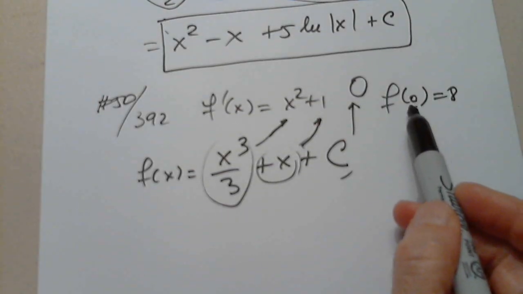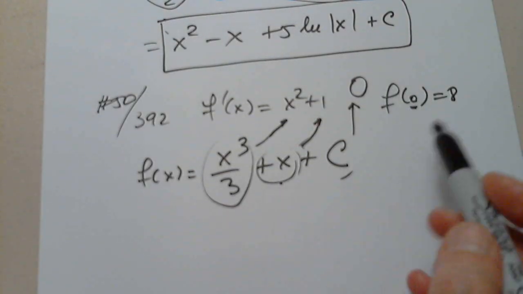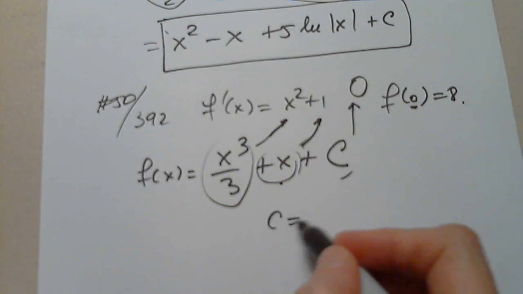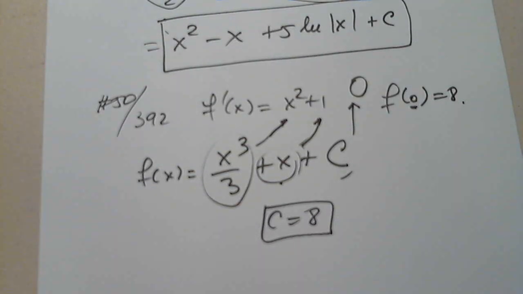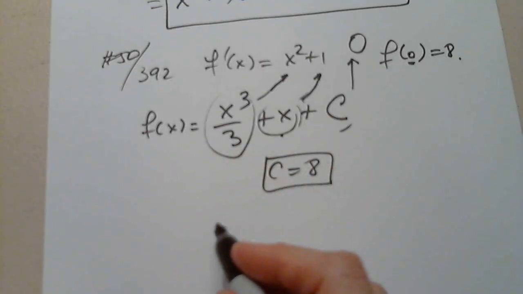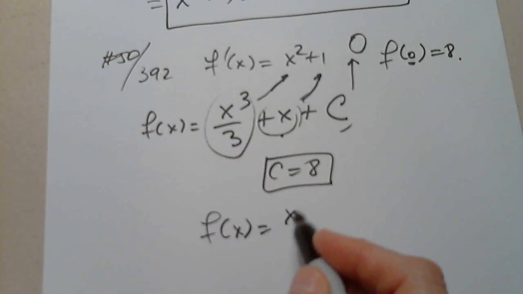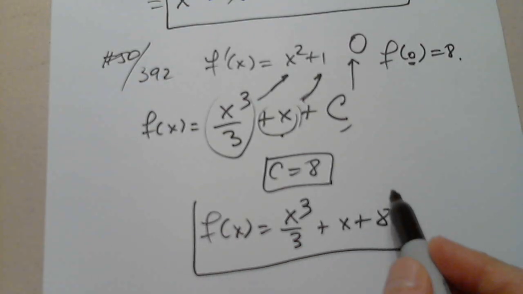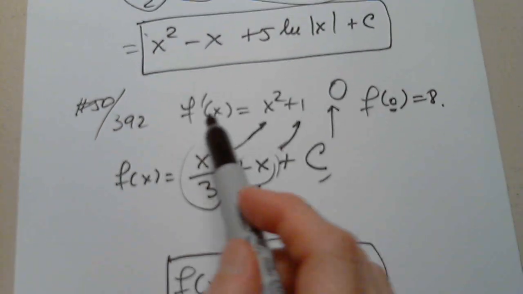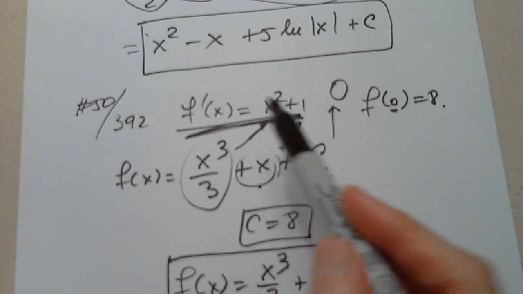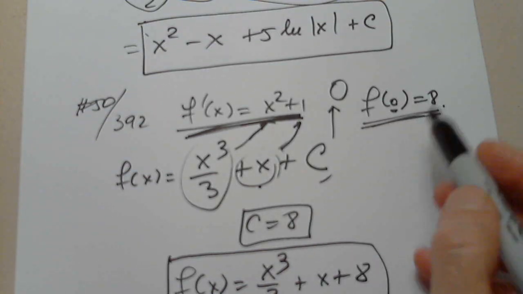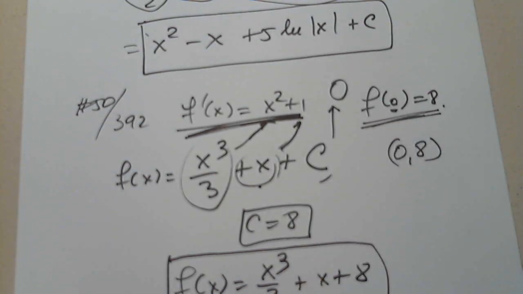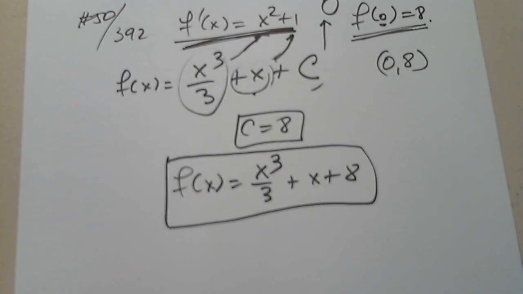But now I'm told that when x is 0, the function is 8, which means that c is 8. So now I have the unique function, x to the third over 3 plus x plus 8. And this is just one function whose derivative is guaranteed to be this and also passes through the point 0 for x, 8 for y.